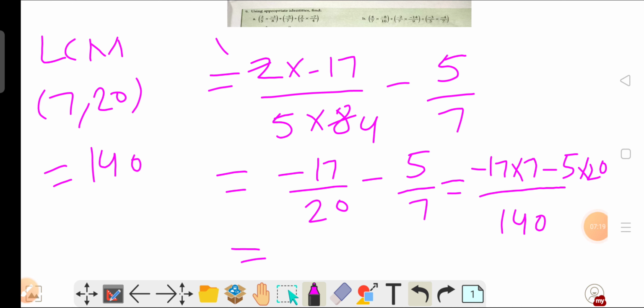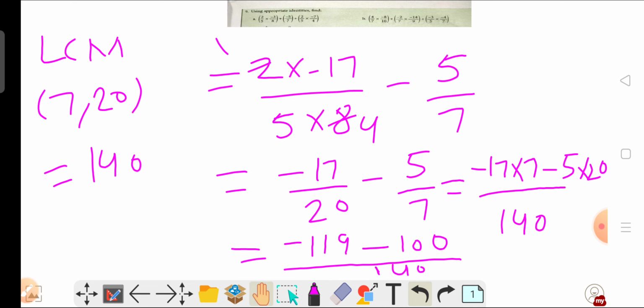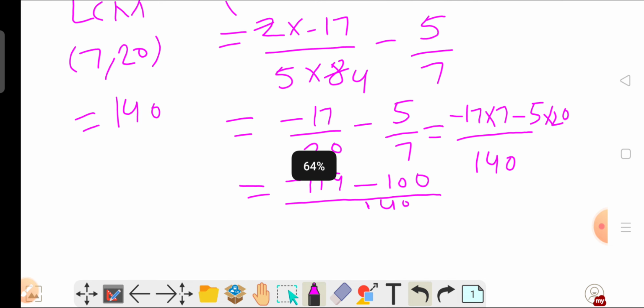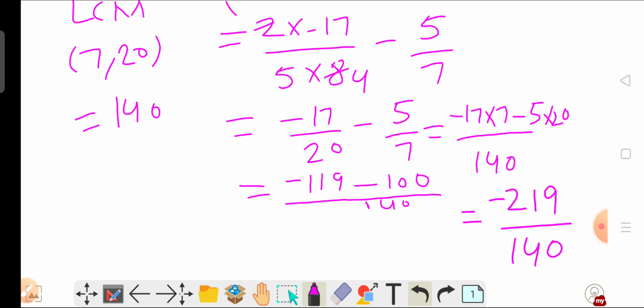So this is equal to minus 17 times 7 is minus 119, and 5 times 20 is 100, and this will be divided by 140. So the answer will become equal to minus 219 by 140. So this is the answer of your A part of the 9th question. Try to do the B part by yourself. Thank you. Have a nice day.